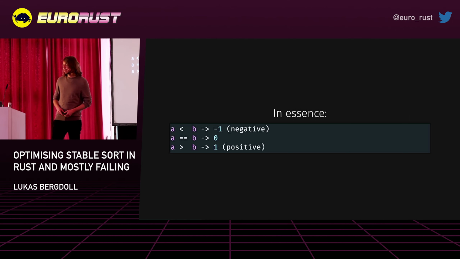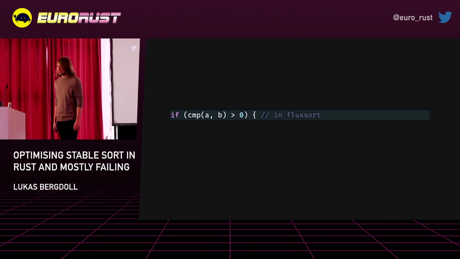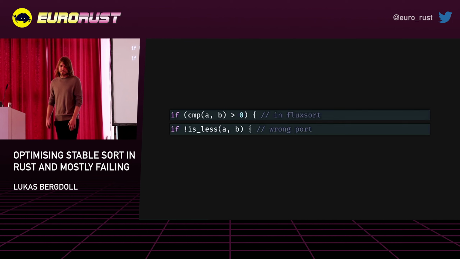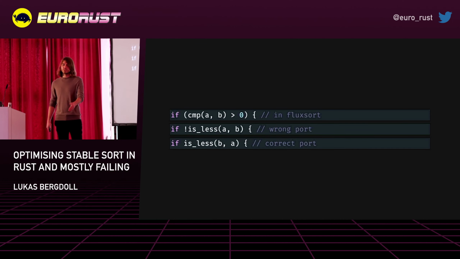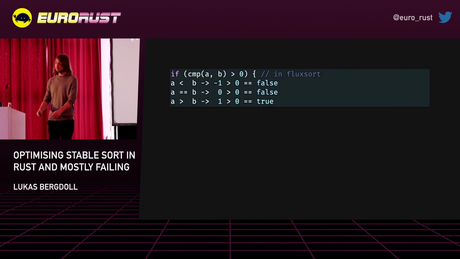You get a negative number if A is less than B. You get 0 if A is equal to B, and you get 1 or a positive number if A is more than B. And this is the original I had in C, checking if A is more than B, right? Initially, this is how I translated it: I asked if A is not less than B, but that's incorrect. The correct version would be to ask if B is less than A. Let's walk through it to see why that is.